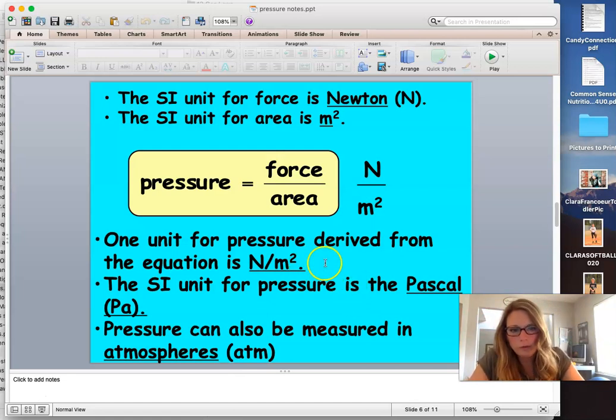So one unit for pressure is derived from the equation of newtons over meters squared. The SI unit for pressure is called the Pascal, and where we get that is from newtons over meters squared, okay? And then pressure can also be determined in what we call atmospheres. That's the more common one, I would say. We usually talk about atmospheric pressures. We talk about millibars and stuff like that.